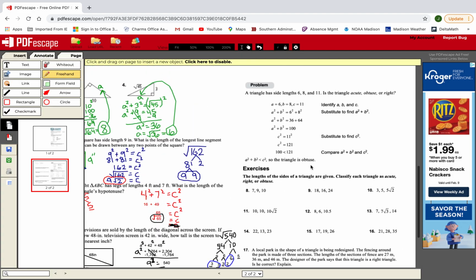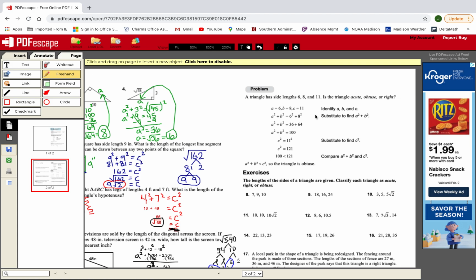Here's an example. So we have A, B, and C. We know that C represents the hypotenuse, and it's always going to be the longest side. So 11 is C, and then A and B are the other two. So A squared plus B squared is 6 squared plus 8 squared here. Well, 6 squared is 36, and 8 squared is 64. And 36 plus 64 is 100. So A squared plus B squared is 100. C squared is 11 squared, which is 121. Since 100 is less than 121, then the triangle is obtuse.